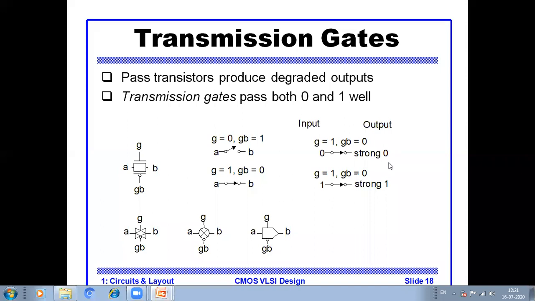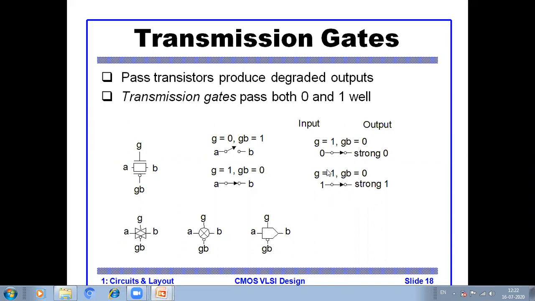The limitations of the pass transistor are resolved with the transmission gate. If I apply G equal to 1, obviously GB equals 0, so it will pass a strong 0. And when G is equal to 1 and GB is equal to 0, if your input is 1, it will be able to pass a strong 1 signal, right?